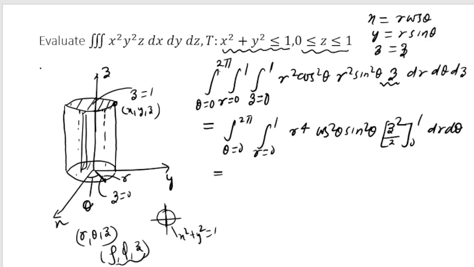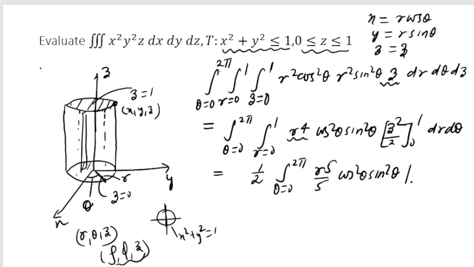So if I put z is equal to 1 and 0, I will get 1 by 2. So I take it out of the integration. Theta varies from 0 to 2 pi. Now I have to integrate it with respect to r. So r to the power 4 will give me r to the power 5 by 5. Cos square theta sin square theta is constant with respect to r.